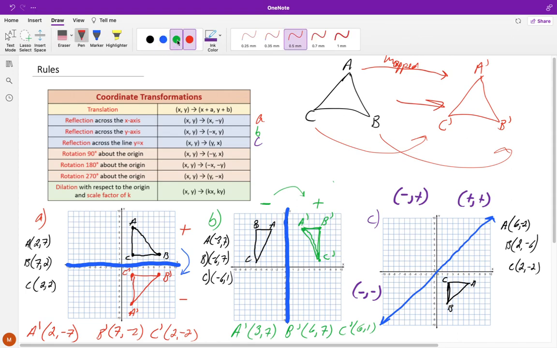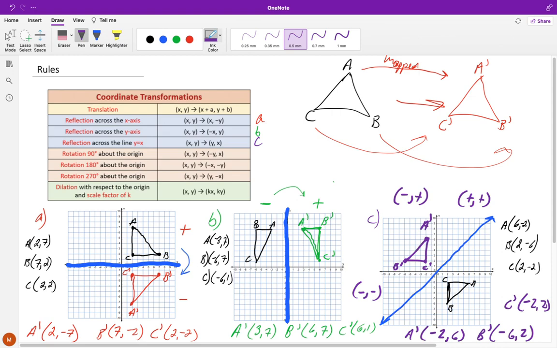So for this last one, my A prime: since A was (6, -2), it becomes (-2, 6). So (-2, 6) is my A prime. B prime is now going to be switched, so it's going to be (-6, 2). And then my C prime is going to be (-2, 2). So there's my C prime, there's my B prime, and there's my reflection. So when we are reflecting across y equals x, we are just going to be switching those.